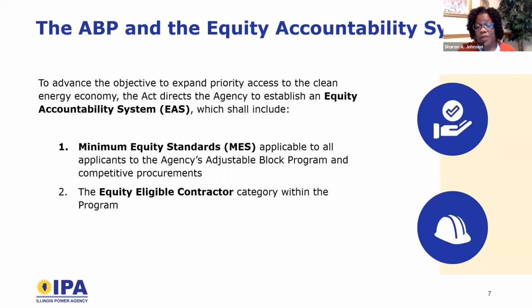So participant requirements for the equity accountability system. A few of the features or components that comprise the accountability system are, number one, the minimum equity standards. And today I'll talk a little bit about the equity eligible category that's within the Adjustable Block Program.